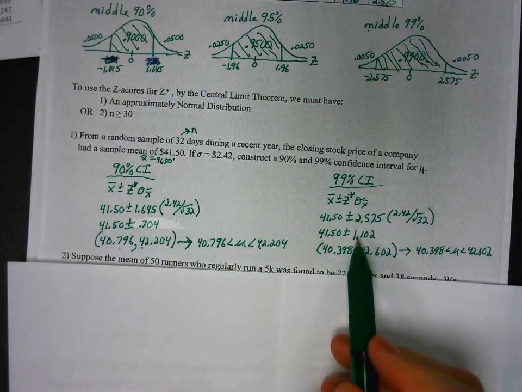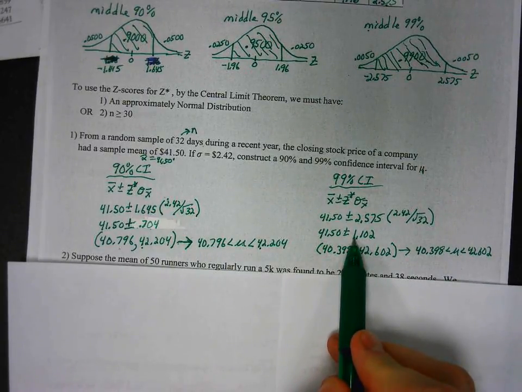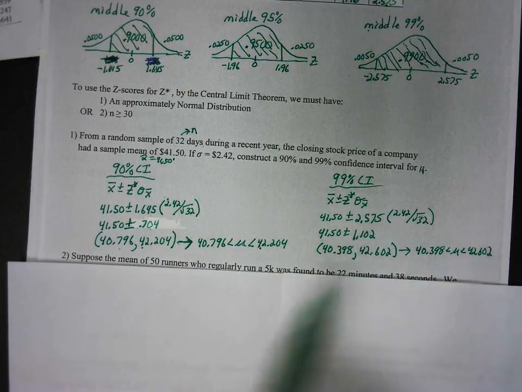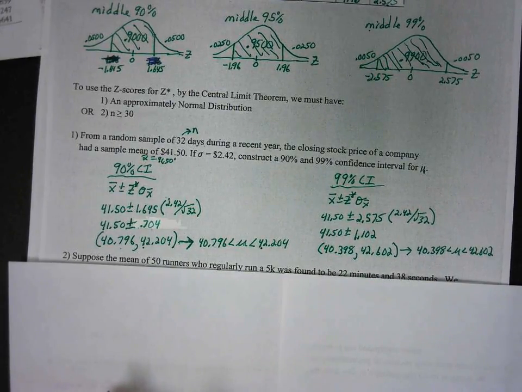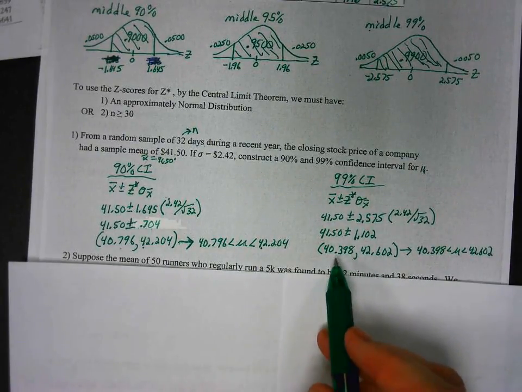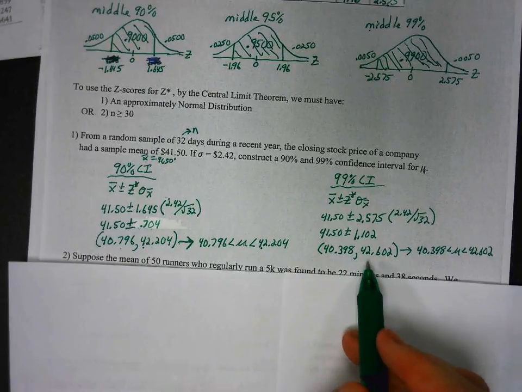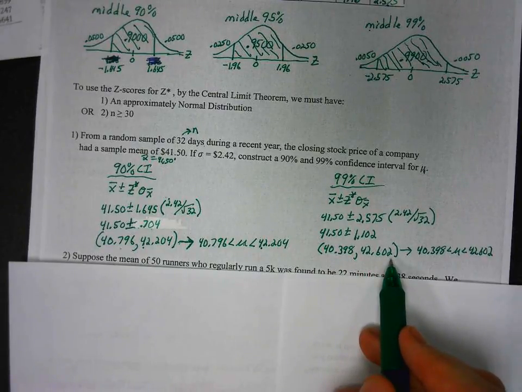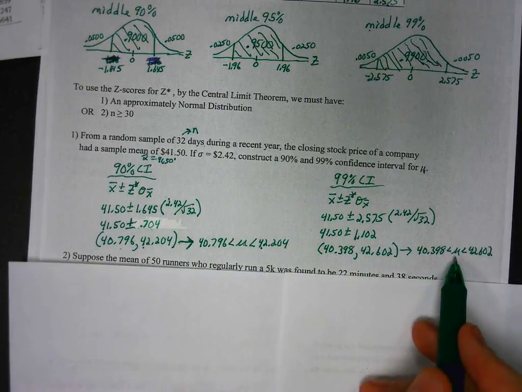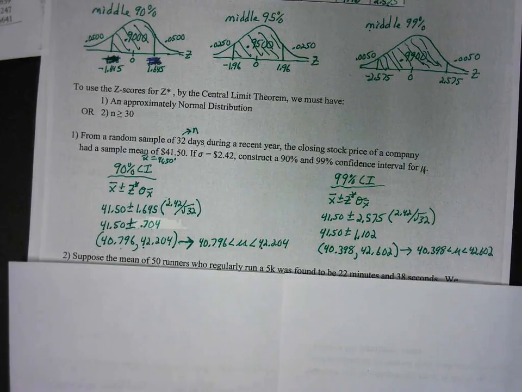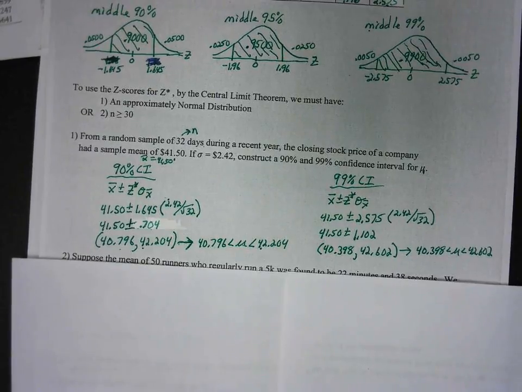What you wouldn't want to do is round the margin of error to just 1. Okay, you don't want to do that. So there, we're 99% confident that our interval 40.398 to 42.602 contains the true value of the population mean. Okay, so those are both estimates for mu.